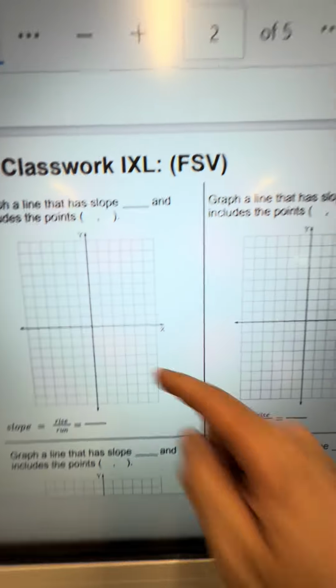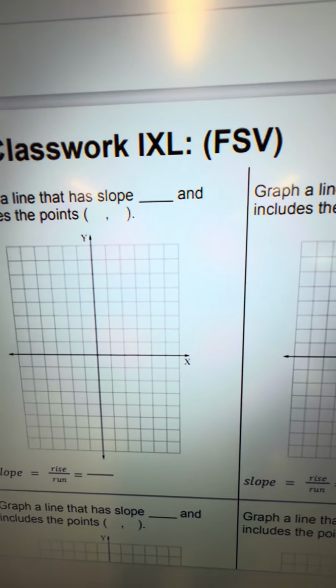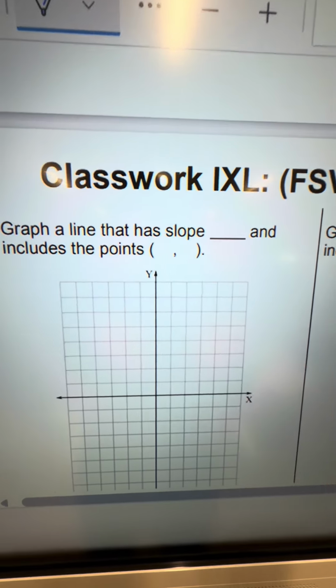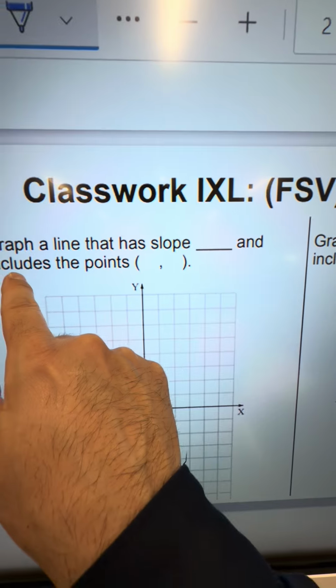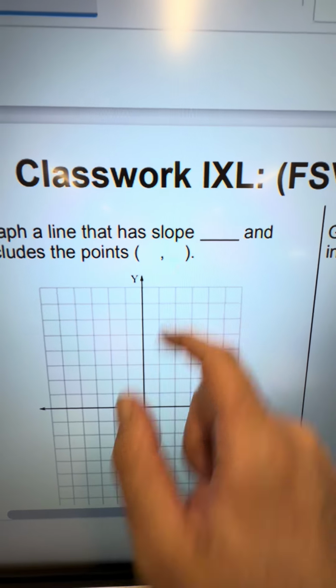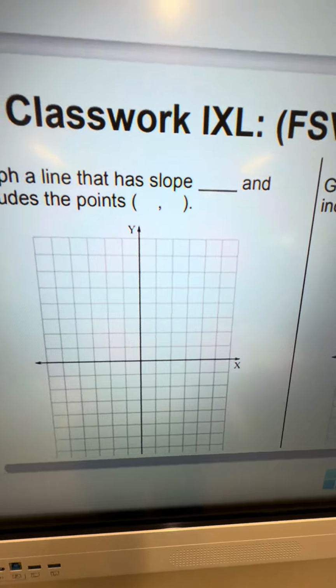All right, here's your notes for the second side of the classwork. So this one is not as bad. Basically, they're going to tell you to graph a line with a slope that's going to be given to you, and they also want it to pass through a specific point. So I'm going to walk you through 4 different examples.